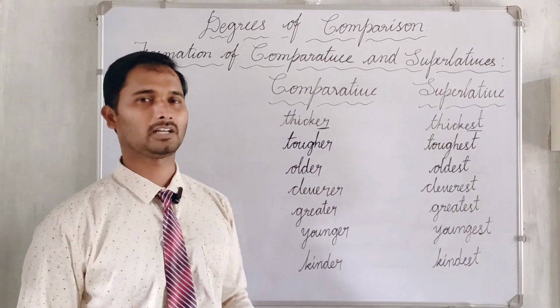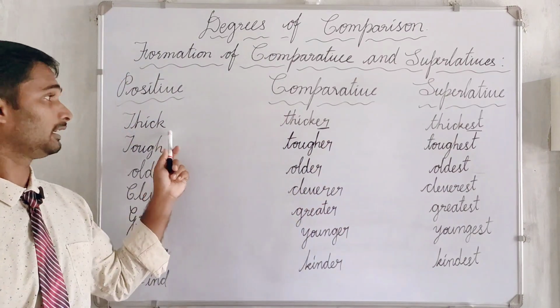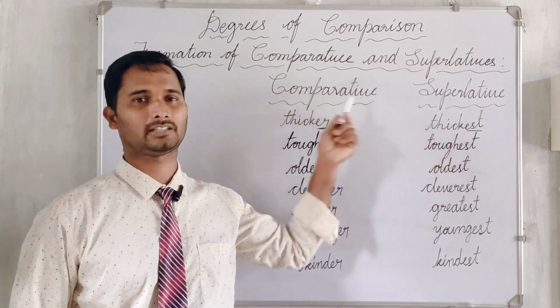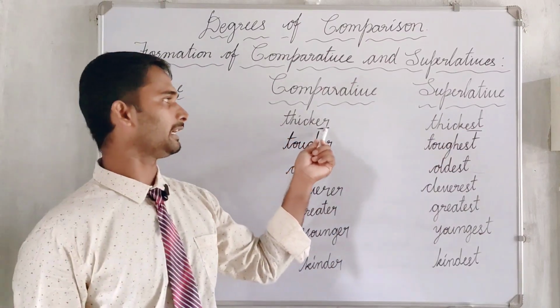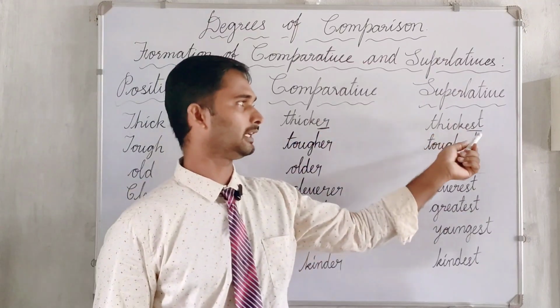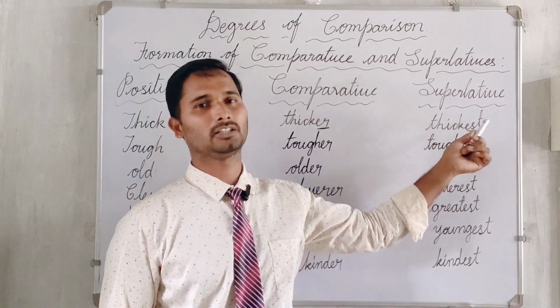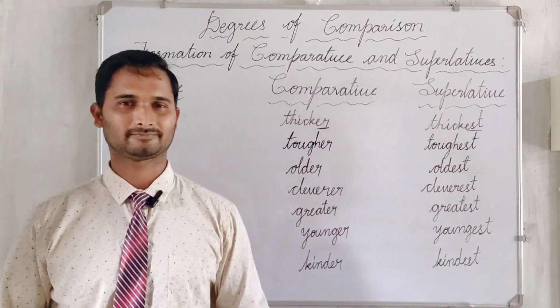Let us learn some examples of the comparative and the superlative, and how they are formed. Here are some examples. Thick, thicker and the thickest. Positive, comparative and the superlative. The comparative is formed by adding er to the base form of the adjective, the positive form. And the superlative is formed by adding est to the base form or the positive form of the adjective.